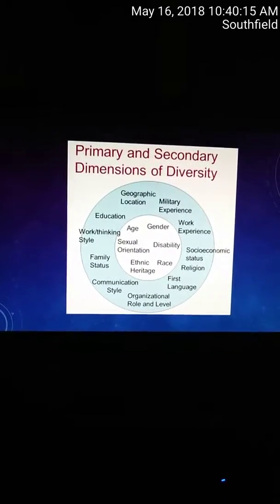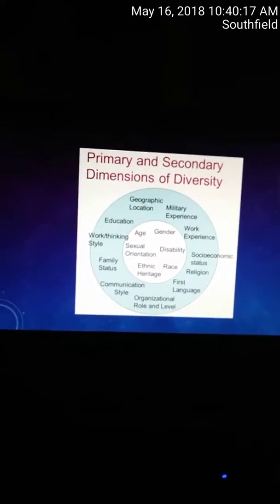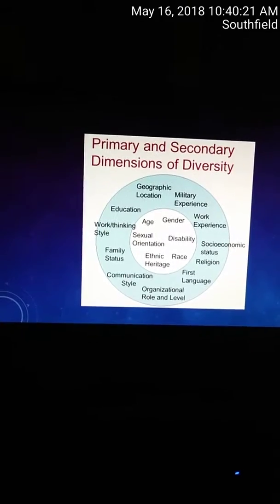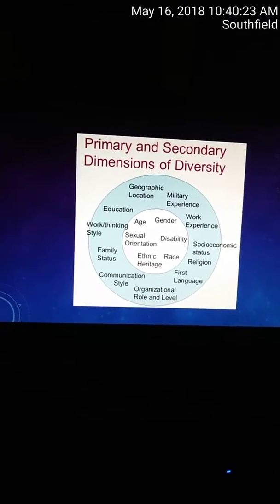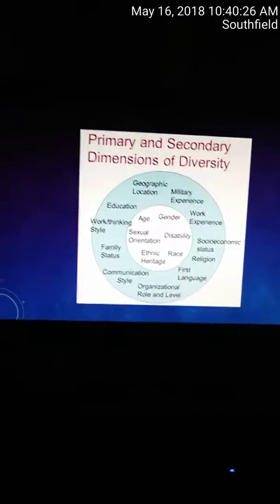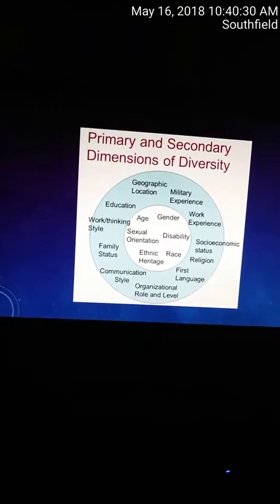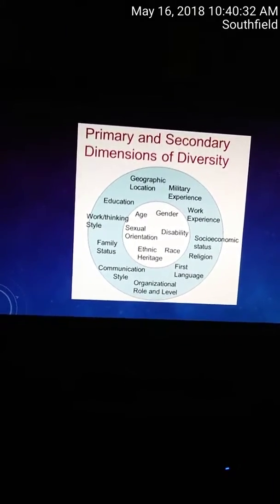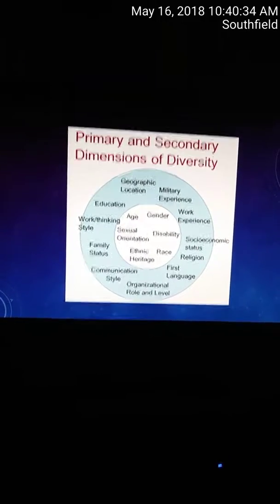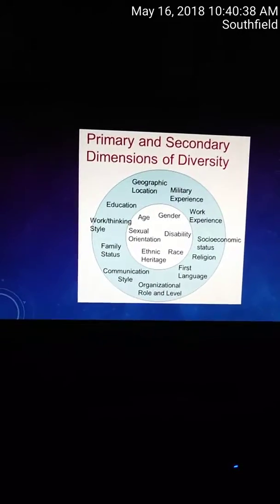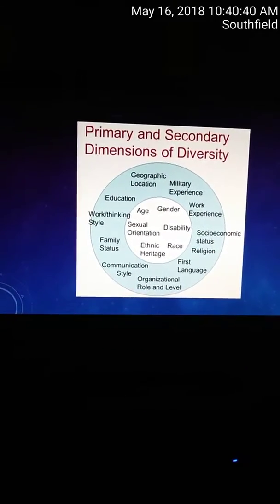You have geographic location, you have education. Some people have a GED, high school diploma with work experience. Some people have bachelor's, master's, AA with no work experience. So that makes a big difference in your organization.